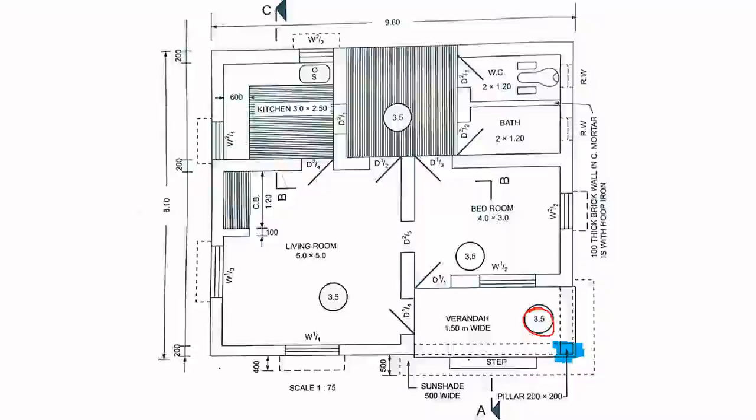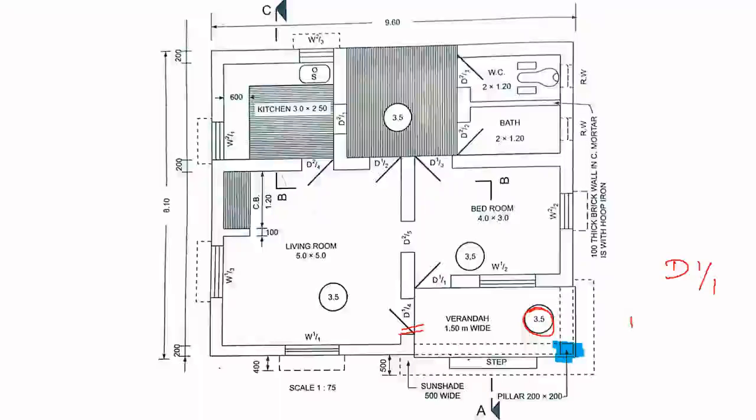This is your pillar. Pillar means your column of size 200 by 200 mm. Now, from the veranda you have two doors. This is one opening, one door, and this is another door. This door, you can see, is mentioned as D1/1. It is put like this, D1/1.